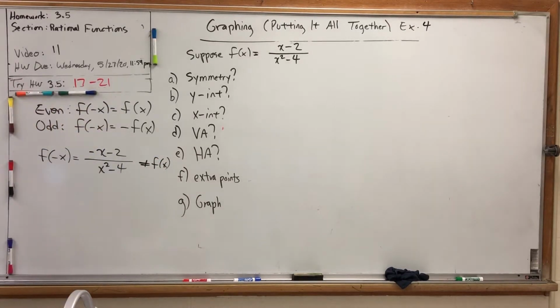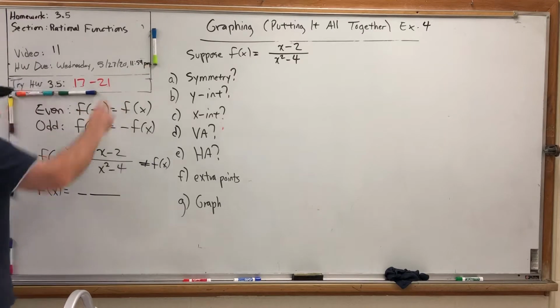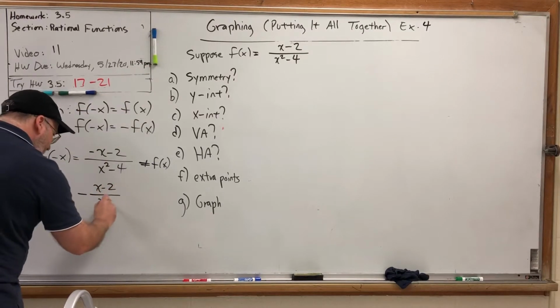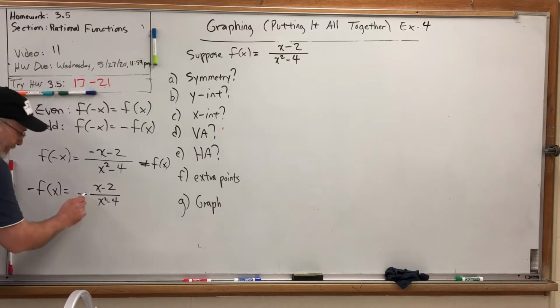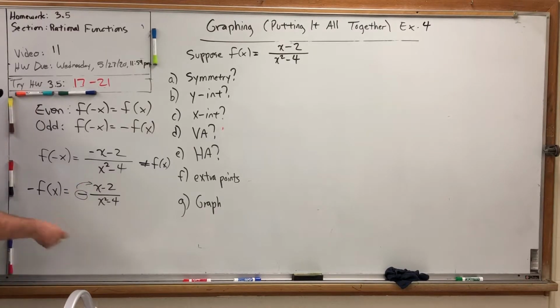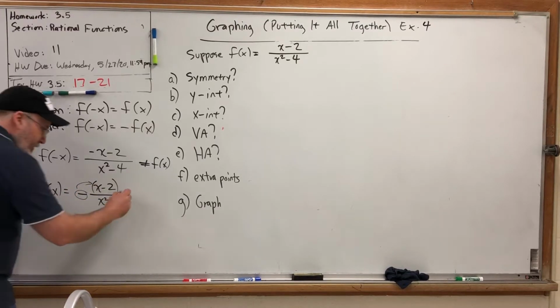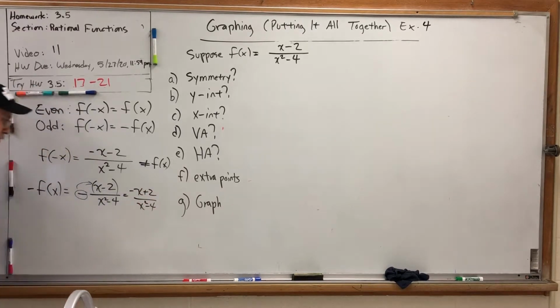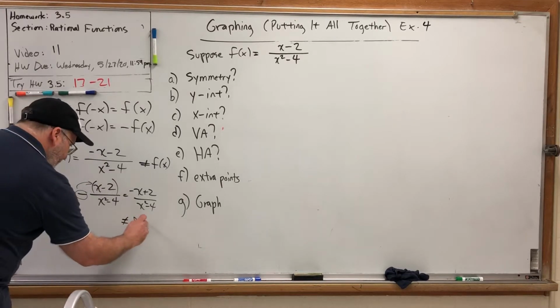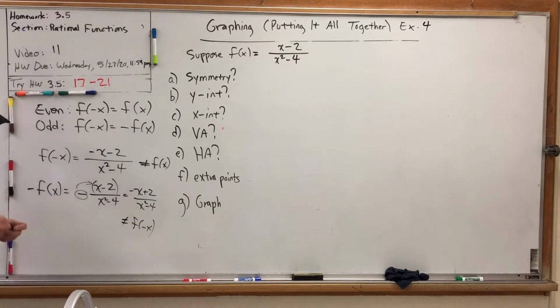But is it the opposite of the original? Well, stick a negative in front of the original and see if you can make a match. Now I have to do something with this negative. The denominator is currently matched, so let's not put it down there. Let's put it to the top, which would distribute and make a negative x plus 2 over x squared minus 4, which doesn't match this. So this is not equal to f of negative x. This is not odd. This is not even.